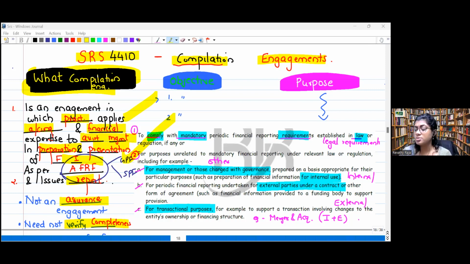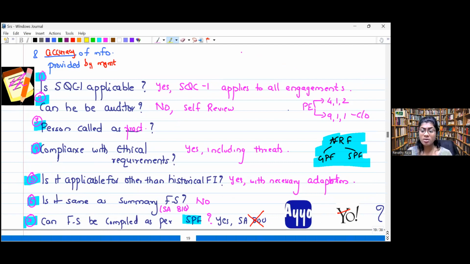Okay, I'll take only a few more minutes. So can you say proceed? But is SQC applicable over here? You're only compiling, you're not giving an opinion, no conclusion. The SQC will apply for all engagements. So yes. Can he be the auditor? This we discussed. No. We are called as what? In SRS 4,400 auditor. Here it is practitioner. Do you need to comply with ethical requirements?